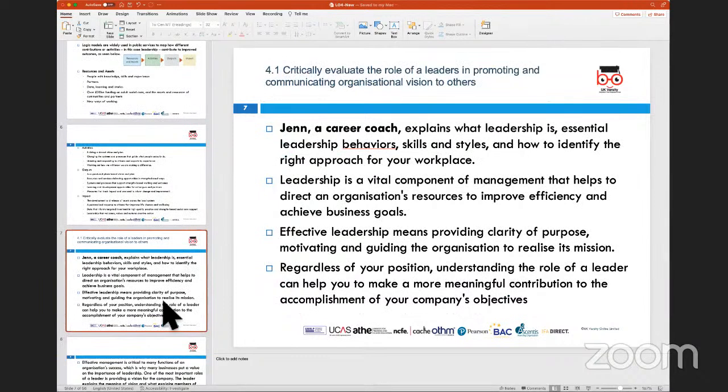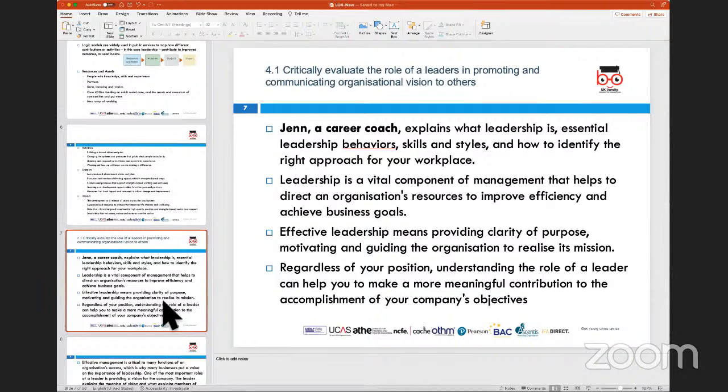Now, with this particular background in mind, what we want to be able to do is get into some of the assessment criteria and then discuss in a bit more detail this particular learning outcome. The first one, which we look at, talks about essentially the critical evaluation of the role of leaders in promoting and communicating organizational vision to others.